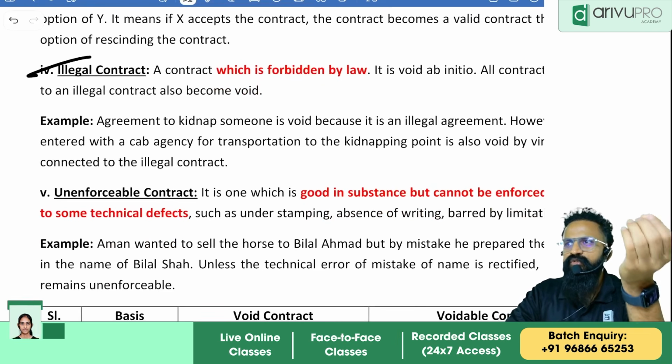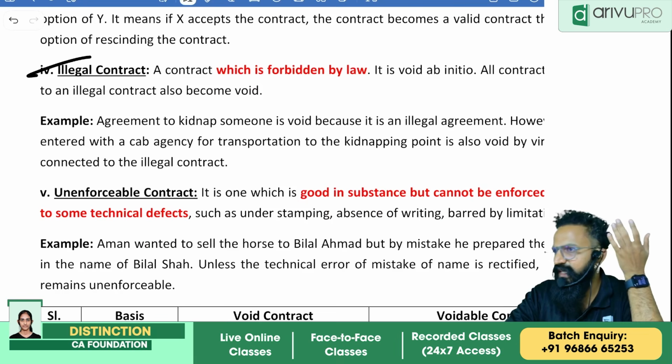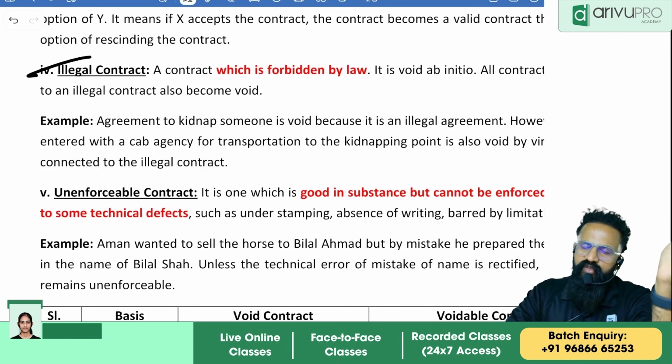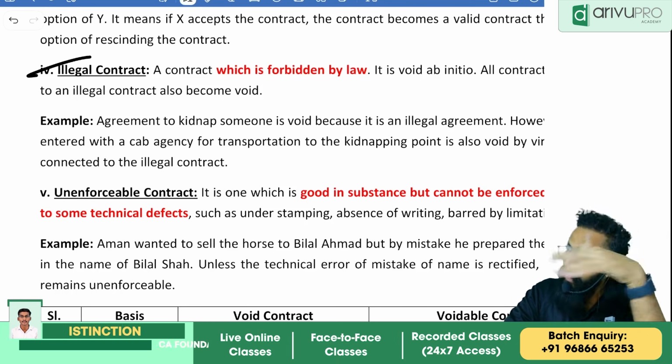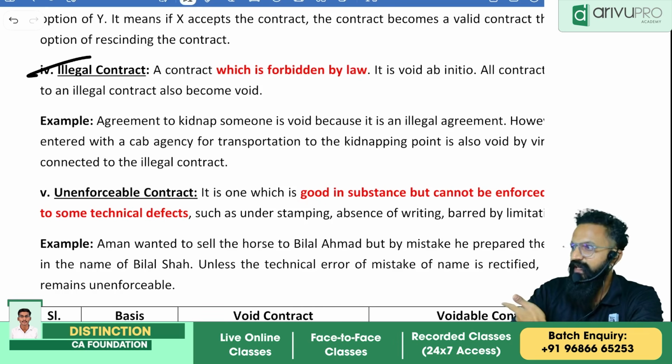Next one is called illegal contract. An agreement to do any acts which are forbidden by law, we call illegal contracts. The best examples are whatever we saw: opposed to public policy, unlawful object, unlawful consideration. All of that will become illegal contracts.